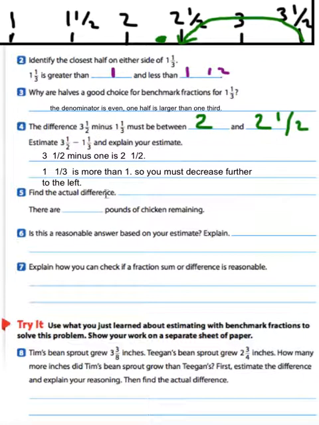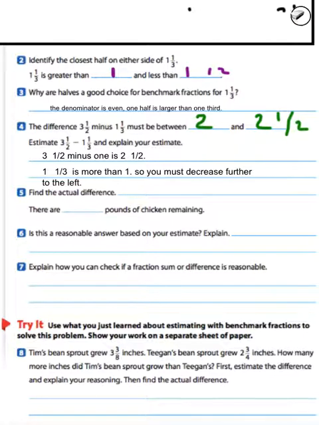Then we're asked to find the actual difference. To find the actual difference, we're going to be subtracting whole numbers and mixed numbers. And we might even have to find common denominators. So this is where we're going to pull it all together.